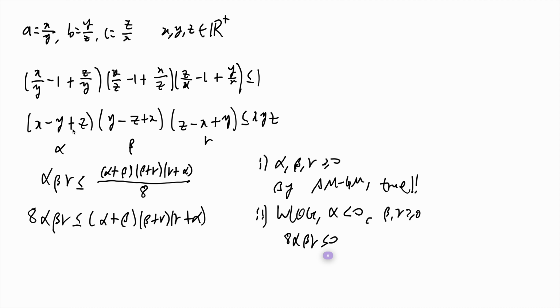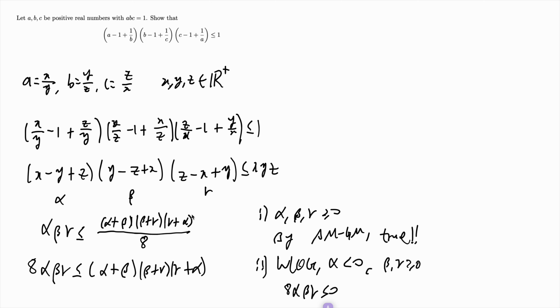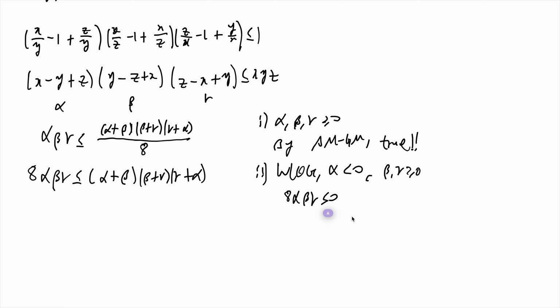Alpha plus beta, as mentioned, is 2x. Beta plus gamma is 2y. Gamma plus alpha is 2z. Meaning, if we multiply all of them, this is 8xyz. 8xyz is always greater than 0 because they are all positive numbers. And alpha plus beta plus gamma plus alpha is greater than 0. So this is true.